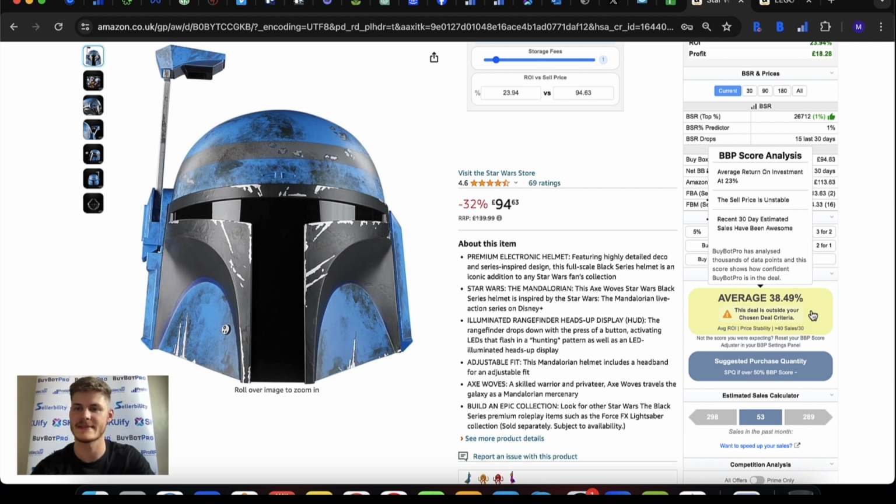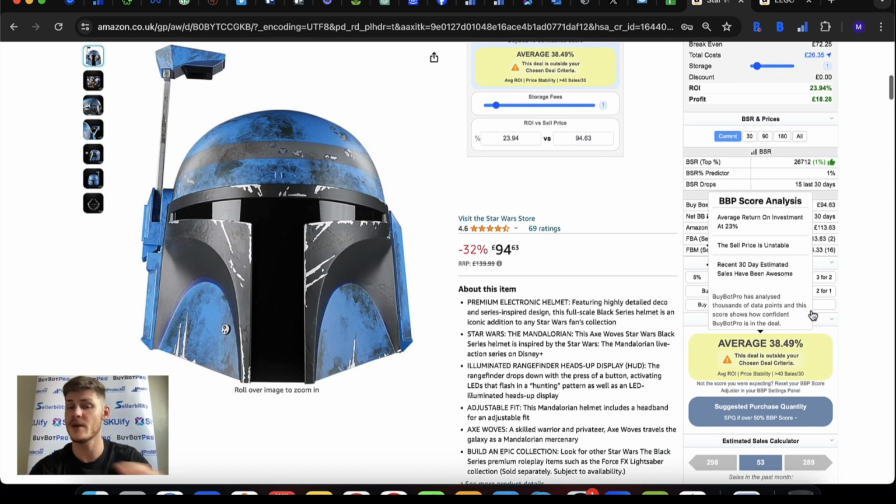What exactly does that mean? The confidence score is determined by the entire analysis itself. So if the sales have been pretty much non-existent, it will let us know. If there's an eligibility factor whereby we're not ungated for this category, we can't do it.